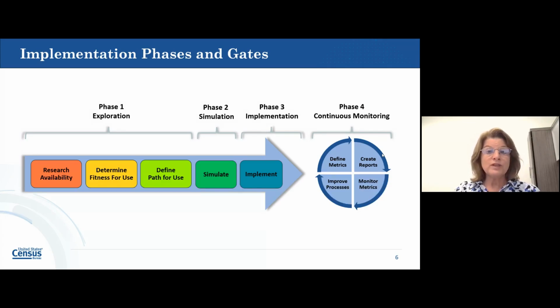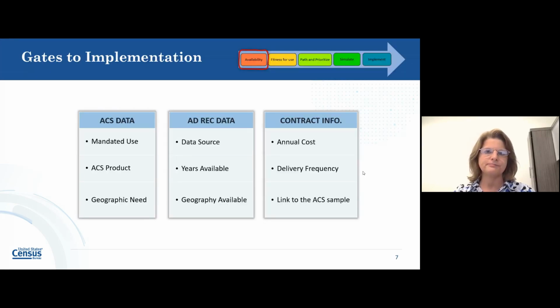We have 3 phases to get to implementation. That's exploration, simulation, and implementation. And you can find this in our Agility in Action report, which I have a reference to at the end of the slides. But since we now have a project in implementation, we've realized we need phase 4. We've got to continuously monitor this. So I'll talk about that in a few minutes.